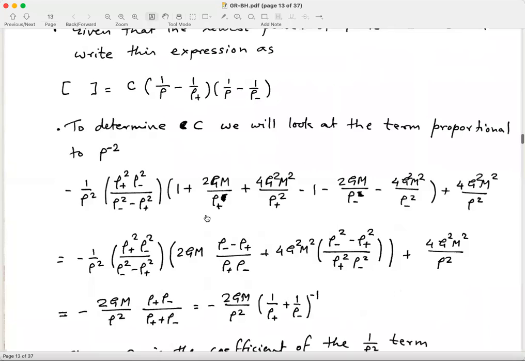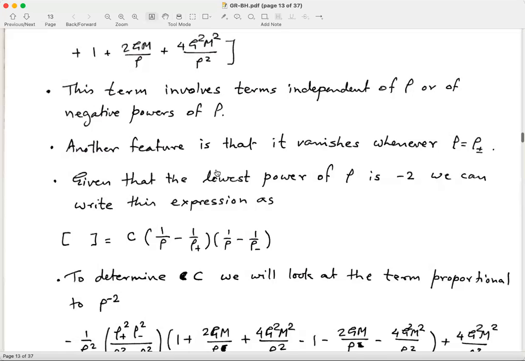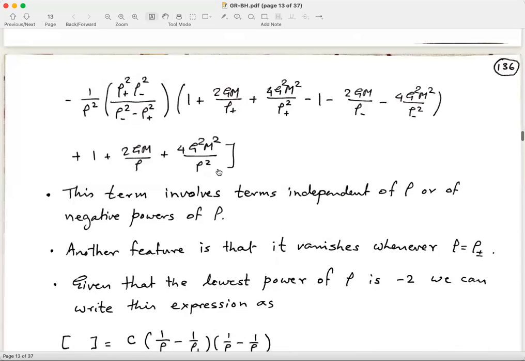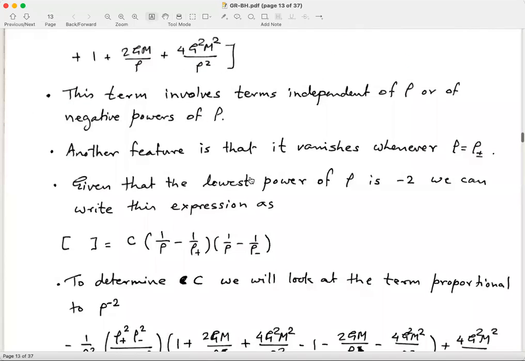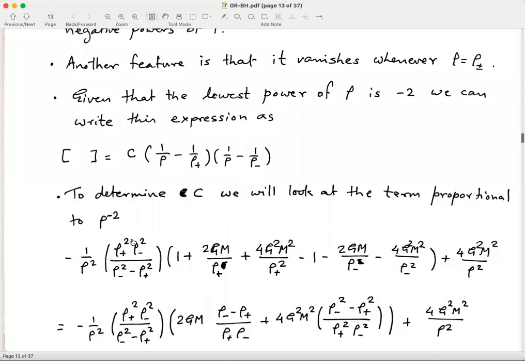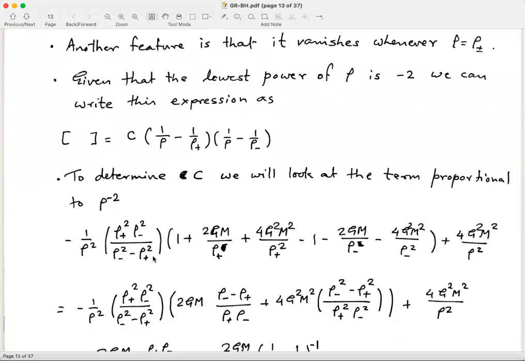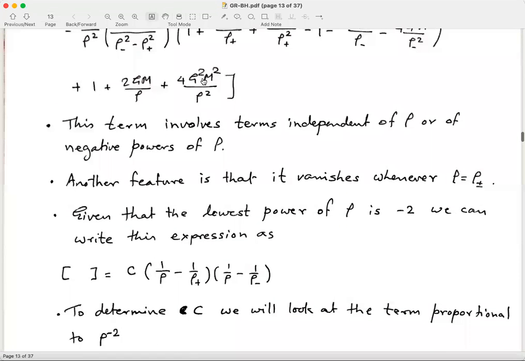You have 1 over ρ² times, I'm not able to fit this in a single screen, but anyway, there is a 1 over ρ² times this piece times this entire term: (ρ+ − ρ−)² upon (ρ−² − ρ+²) times (a(ρ+) − a(ρ−)). Okay, so check that out. It is (ρ+ − ρ−)² upon (ρ−² − ρ+²) times (a(ρ+) − a(ρ−)), and this is the last piece, which is 4G²M² upon ρ².